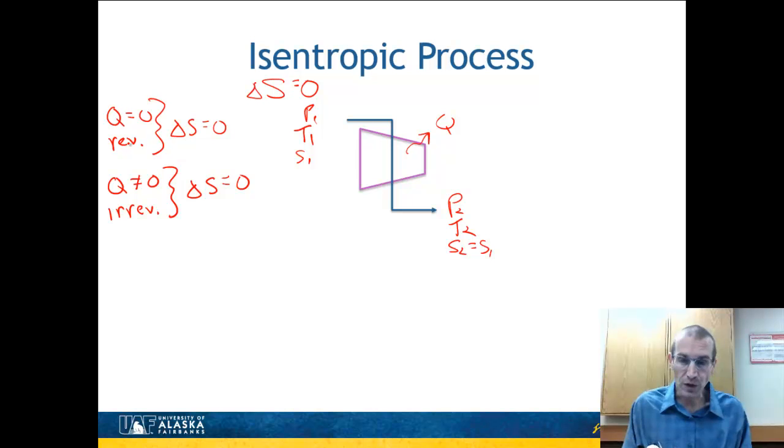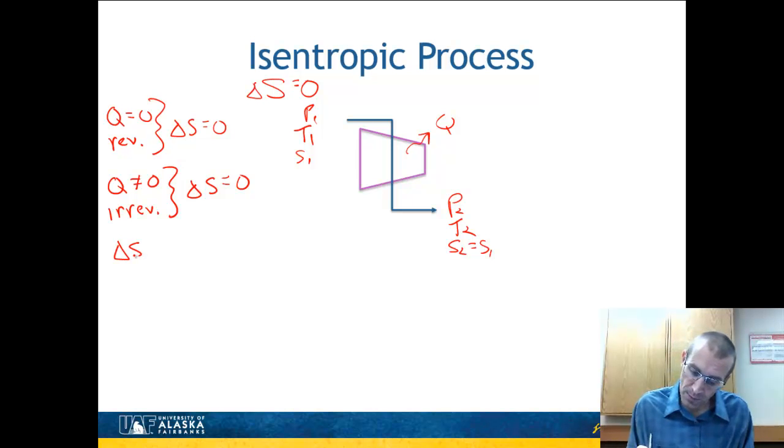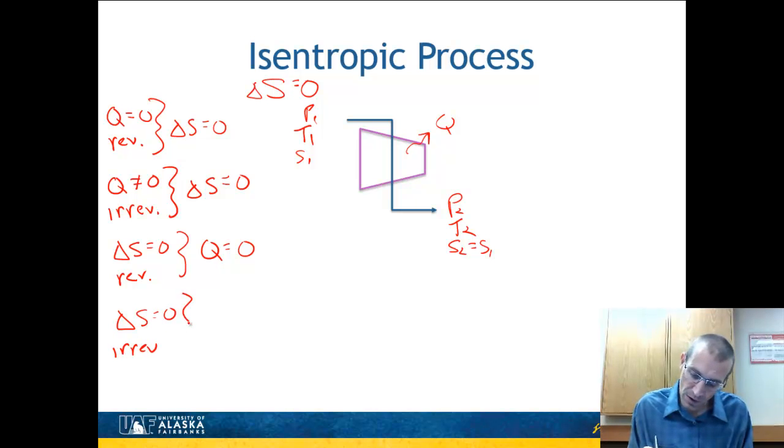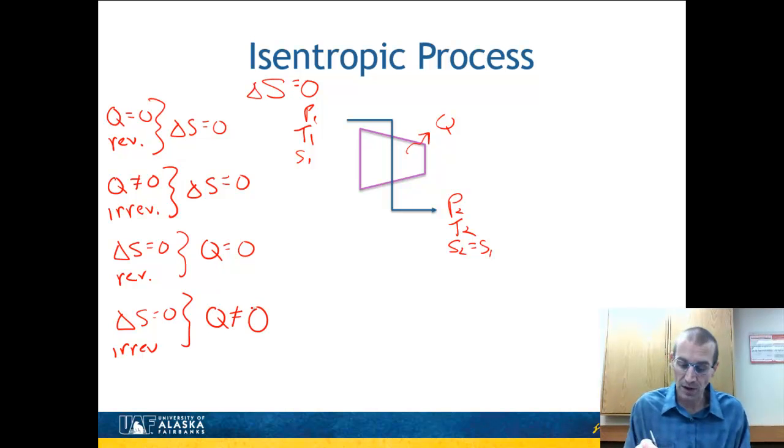Now, if you look at this, you can turn some stuff around and realize that if delta S is equal to 0 and we know that it is reversible, therefore we know Q has to be equal to 0. You also realize that if delta S is 0 and it was irreversible, Q cannot be equal to 0. That comes from just rearranging these necessary but not sufficient conditions.